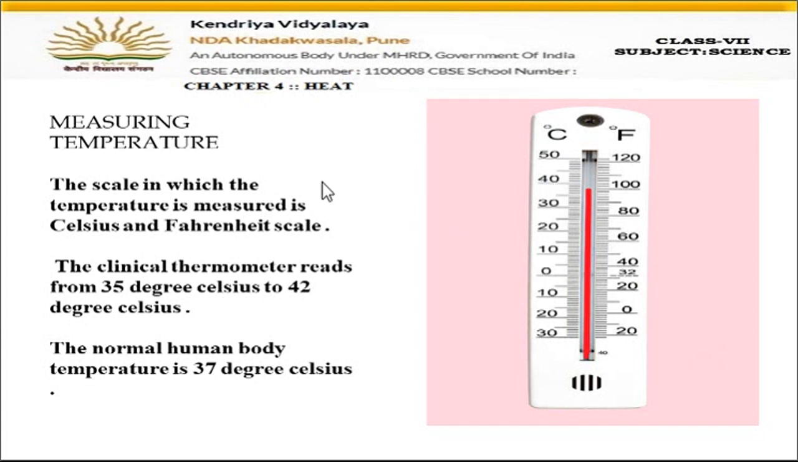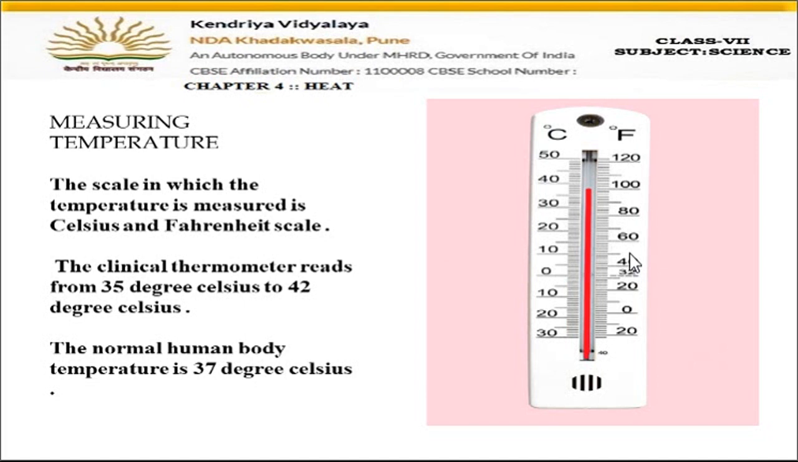Okay, so the clinical thermometer, in the degree Celsius scale, reads from 35 degrees to 42 degrees Celsius. In between these it can read the temperatures, and the normal human body temperature is 37 degrees Celsius. Fine. What is the normal human body temperature? It is 37 degrees Celsius.